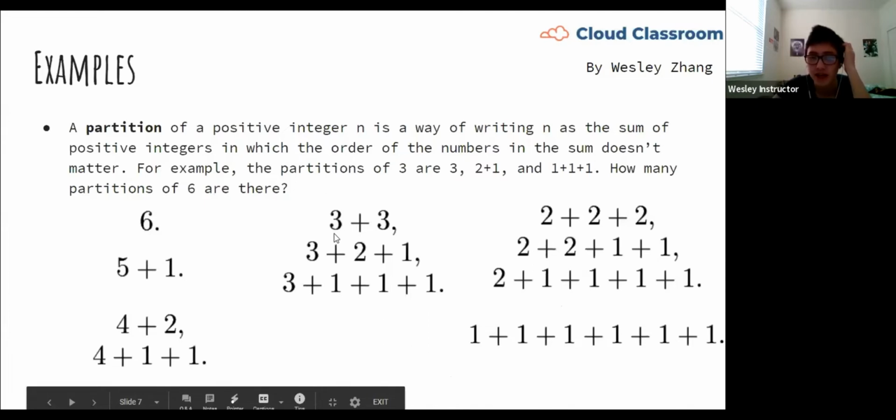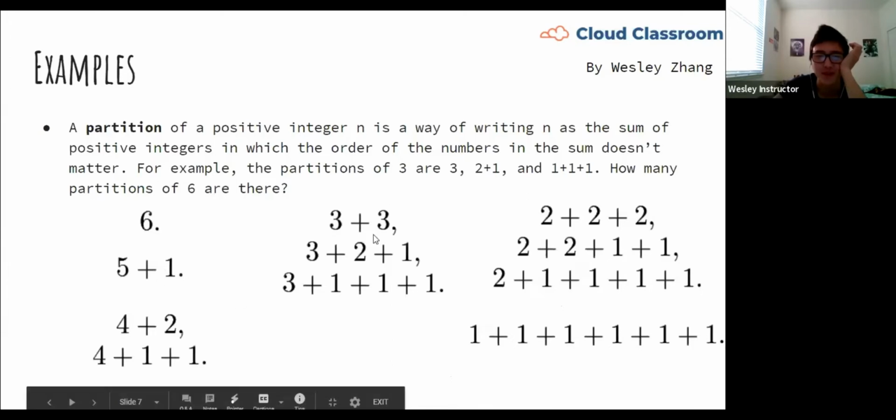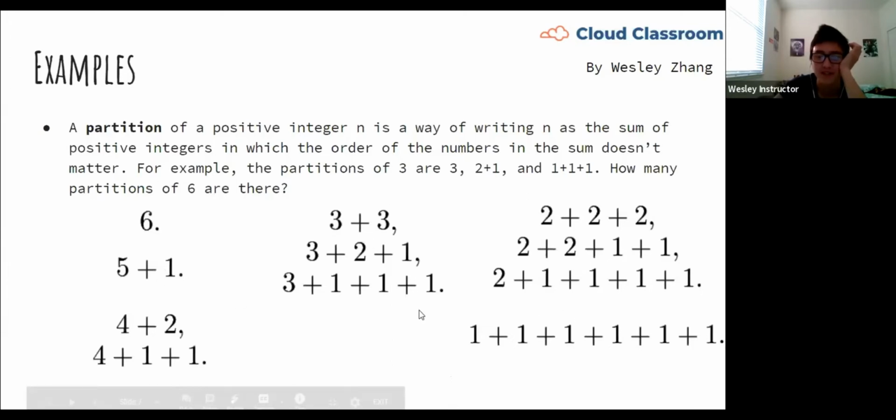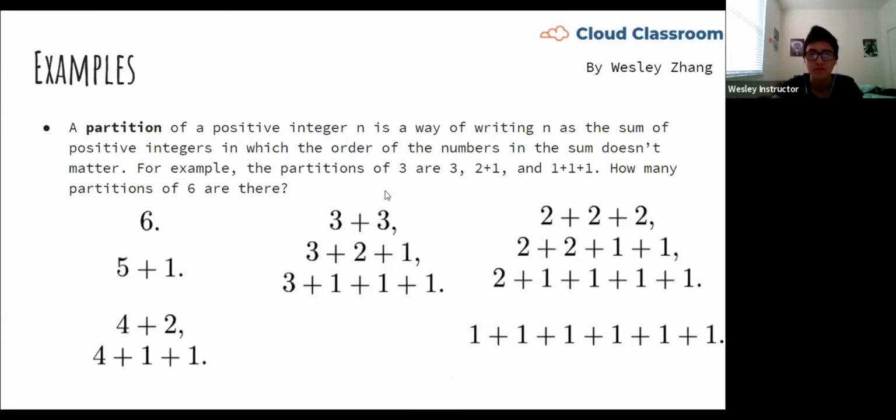So we can see here that we counted up, there are 1, 2, 3, 4, 5, 6, 7, 8, 9, 10, 11. 11 partitions of 6. I'm sure you can organize it an easier way, but you still want to make a list.